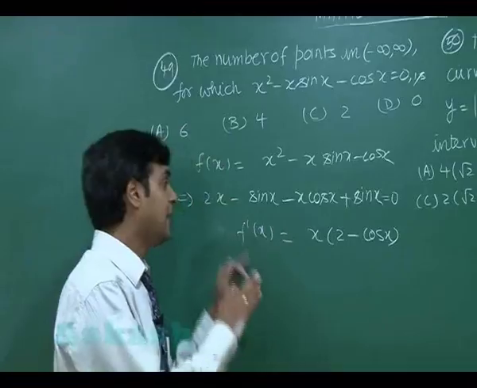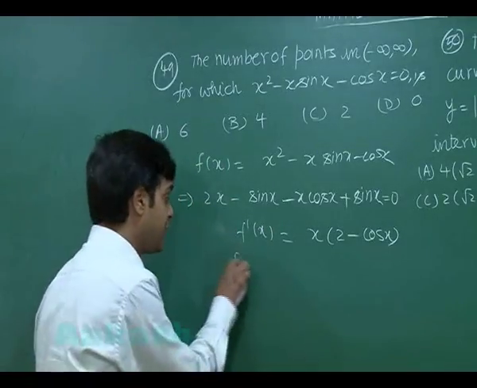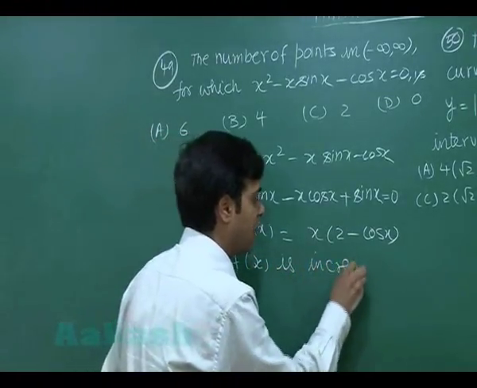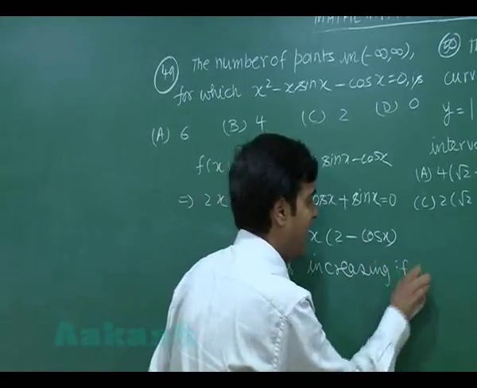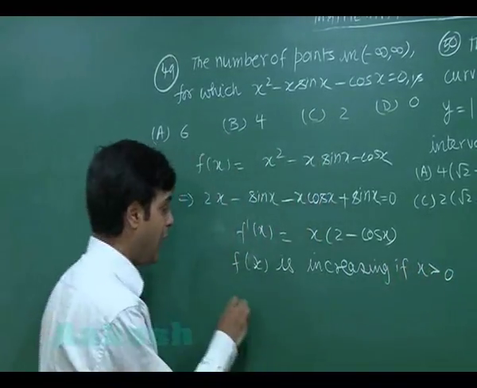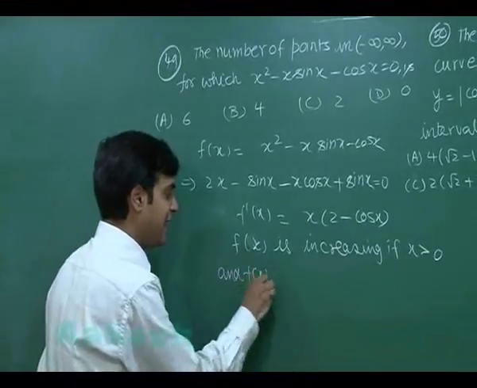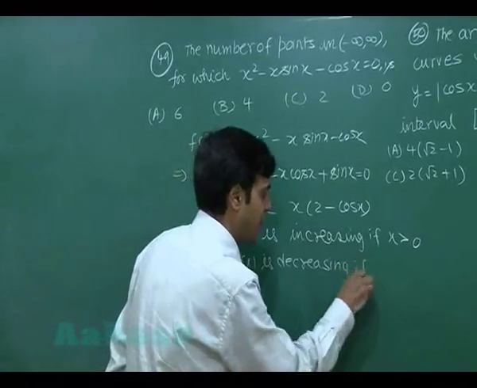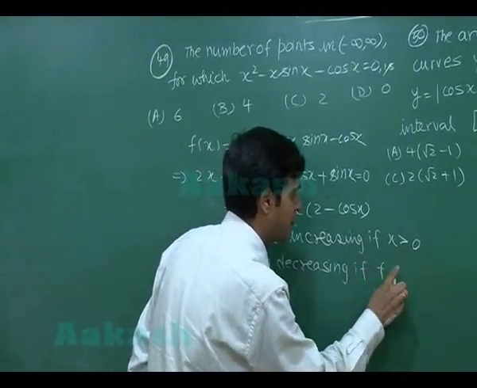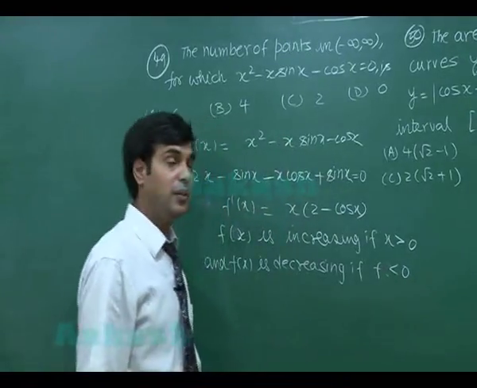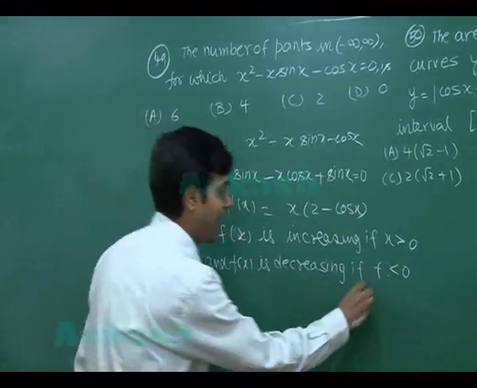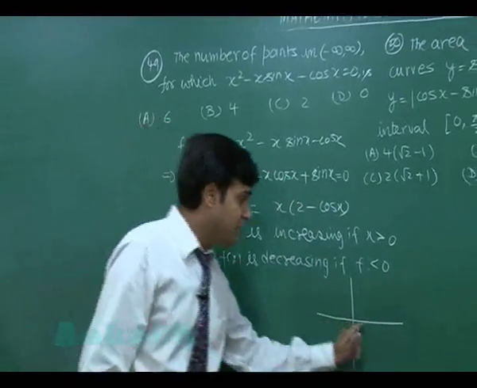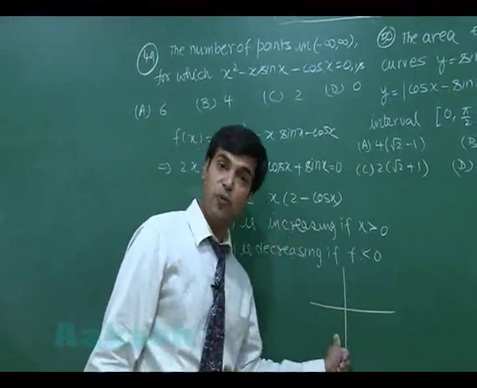I can clearly see that the function f of x is increasing if x is greater than 0 and f of x is decreasing if x is less than 0. The shape of the curve will come out as, function is increasing means upwards, decreasing means downwards, correct?